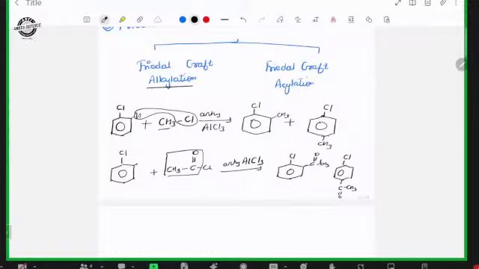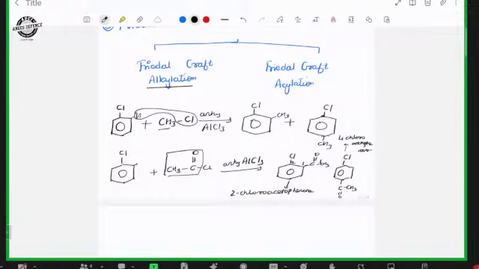So we are getting two products, that is 2-chloroacetophenone and 4-chloroacetophenone. That's it. So these are the products which we got in Friedel-Crafts acylation as well as alkylation. So actually we are done with this topic of alkyl halide.